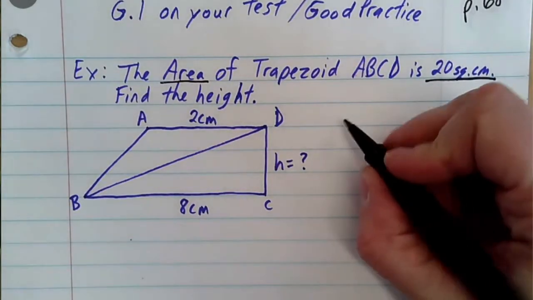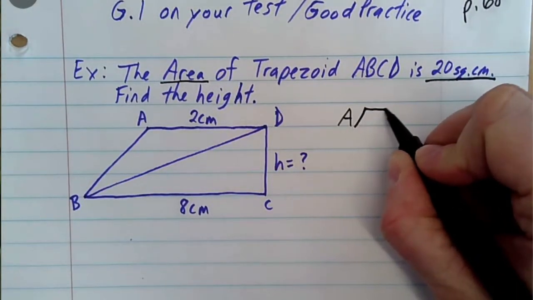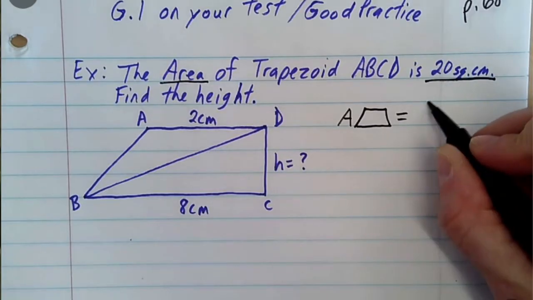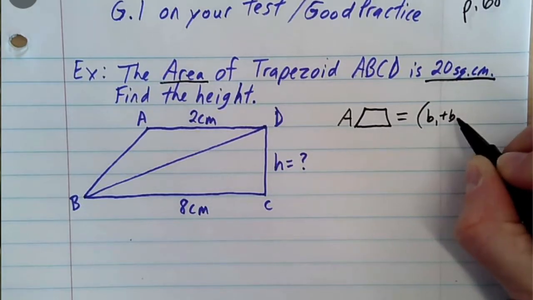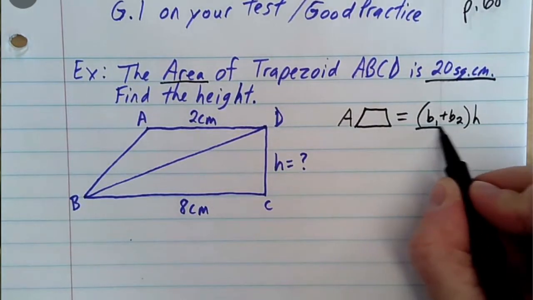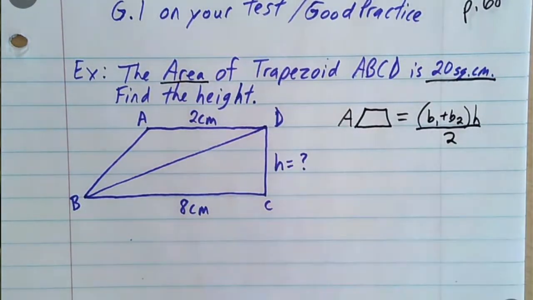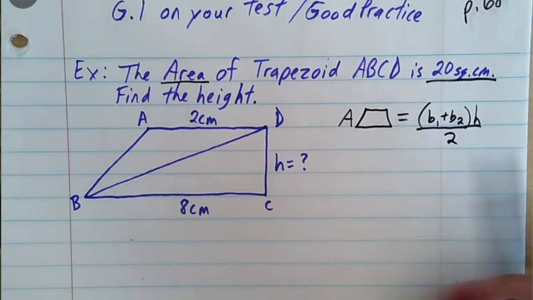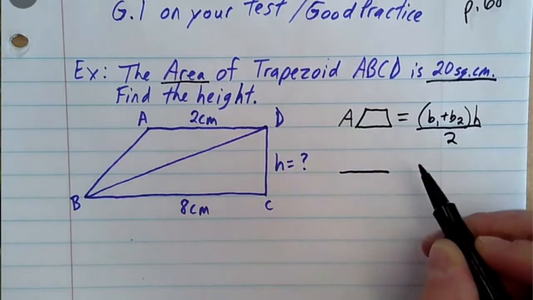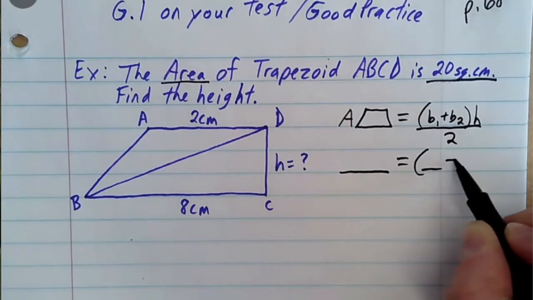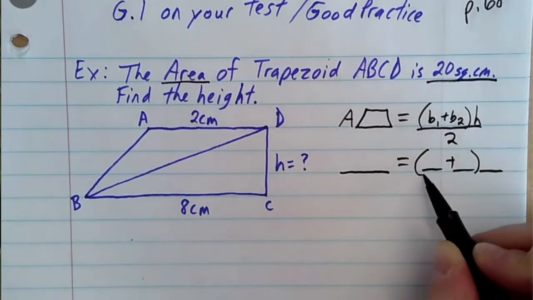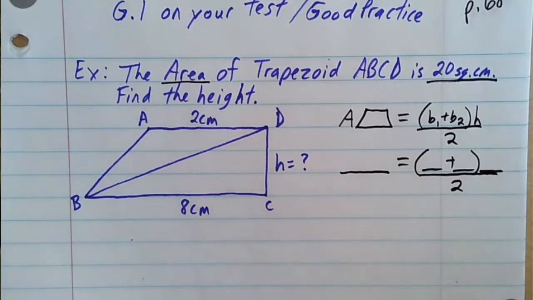So first off, we know area of a trapezoid is normally parentheses base 1 plus base 2 times the height divided by 2. And that's how you would find the area. Well, in this case, they gave us the area. So what blanks do we know? We know the area. Do we know the bases that we're adding together? Do we know the height? We know we're going to divide by 2, right? So what things are we looking for? What did they give us?